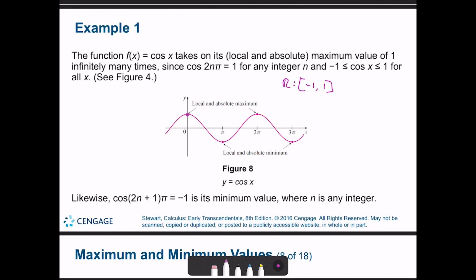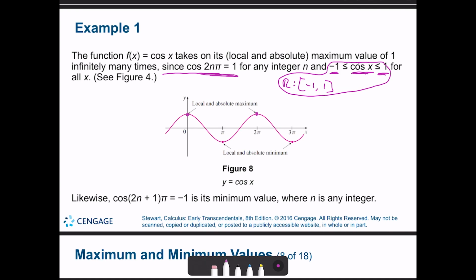But they happen over and over and over again. This point has a local maximum of 1. This point has a local maximum of 1. The entire graph forever in both directions, the largest y value that we're going to encounter is 1. And this is saying that since the cosine of 2nπ, where n is an integer, is equal to 1, our y values live between -1 and +1 inclusive. So that's saying the same thing that I was saying here.